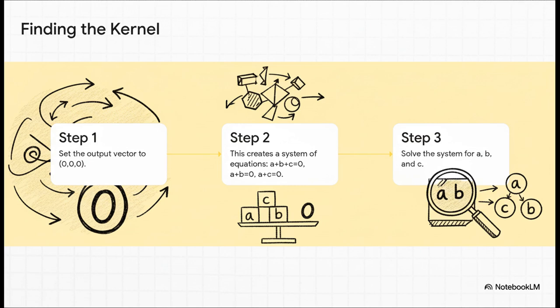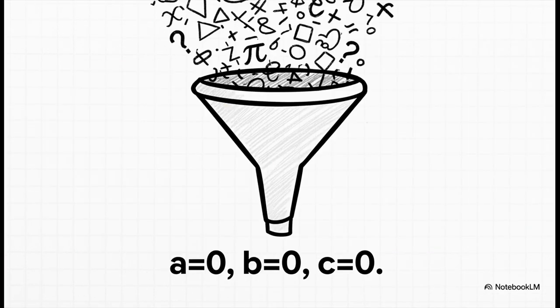We start by taking the output of our transformation, and we force it to be the 0 vector. What we get is a pretty straightforward system of 3 linear equations with 3 variables. Now, all we have to do is solve it. And when you solve that system, it's actually pretty quick. You can subtract the second equation from the first and the third from the first. You find there's only one possible solution. All 3 of those parameters, A, B, and C, they all have to be 0.